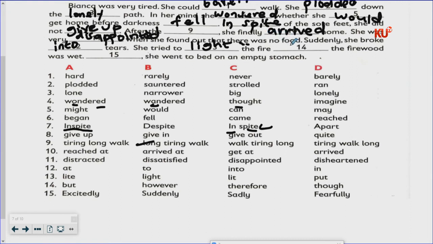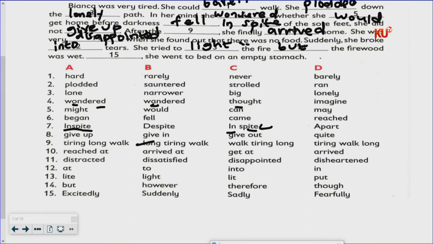She tried to light the fire, dash, the firewood was wet. But, however, therefore, though. So contrary to what she was trying to do, we use but. I taught that in my lessons, if you've been following. But the firewood was wet.